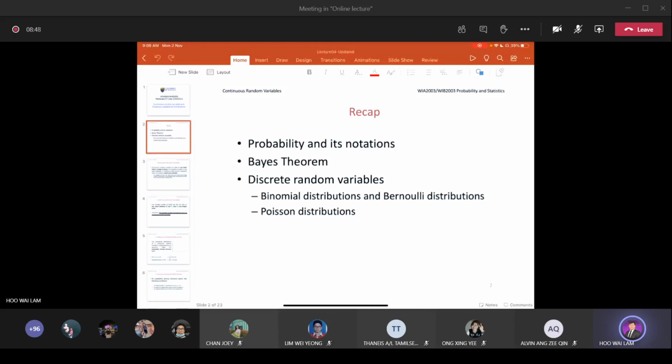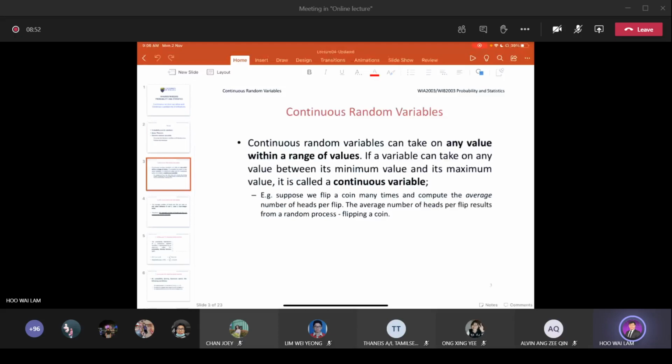So these two are the main calculations, but of course the concept that we talked about before the class is also important, right? Now we move on to the continuous random variables. The continuous random variables can take any value within a range of values. Okay, so we are usually given maximum or minimum values, right?